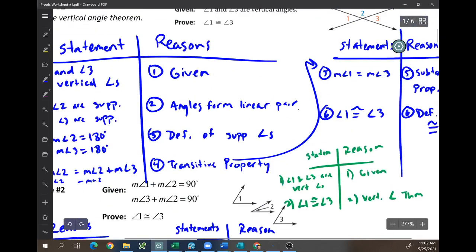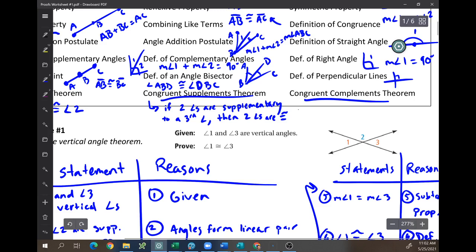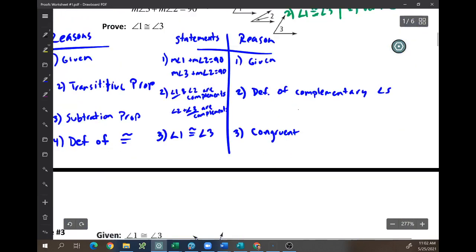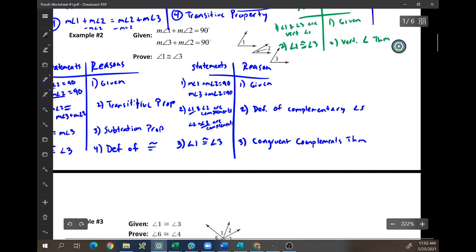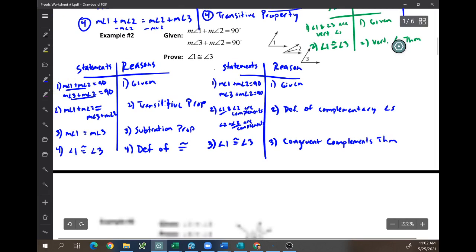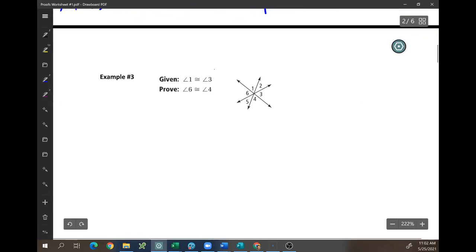And if you mess it up, I always forget it says congruent complements. If I said congruent complementary, I'll still give you points. But that's the congruent complements theorem. And so that's a little bit quicker. Sometimes I do not have to remember to go through transitive and subtracting. But either one of these proofs would get full credit. You could do this one on the left, or you could do it this way on the right with the theorem. Okay, so let's do another example.